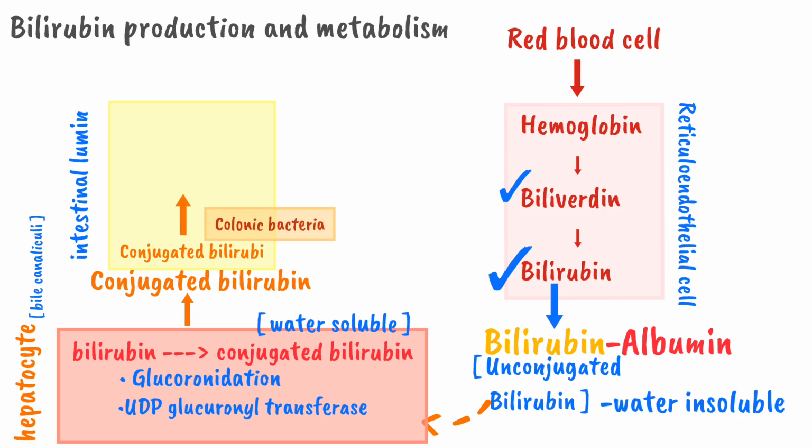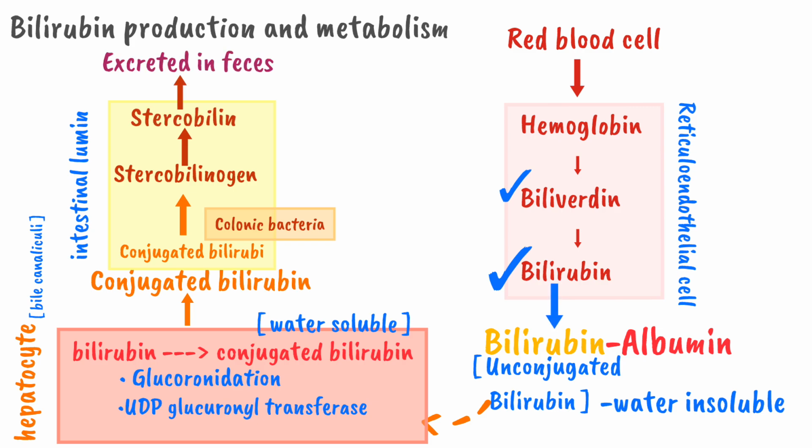The colonic bacteria will convert the bilirubin into stercobilinogen, and the stercobilinogen is further oxidized to form stercobilin, and this stercobilin will give the characteristic yellow color to feces. So whenever there is any obstruction to the biliary flow, there will be a lack of stercobilin and the patient will have a pale stool.